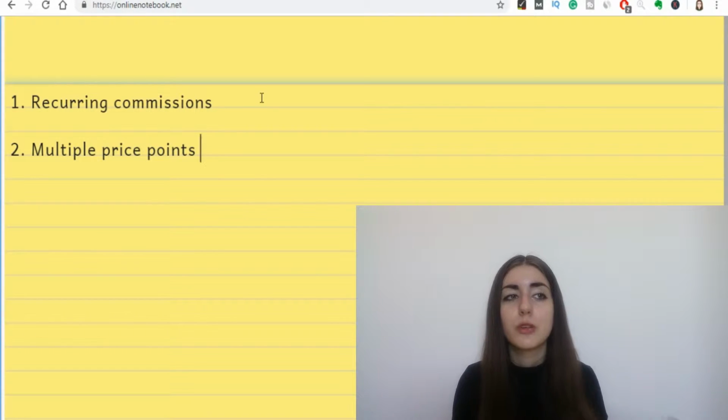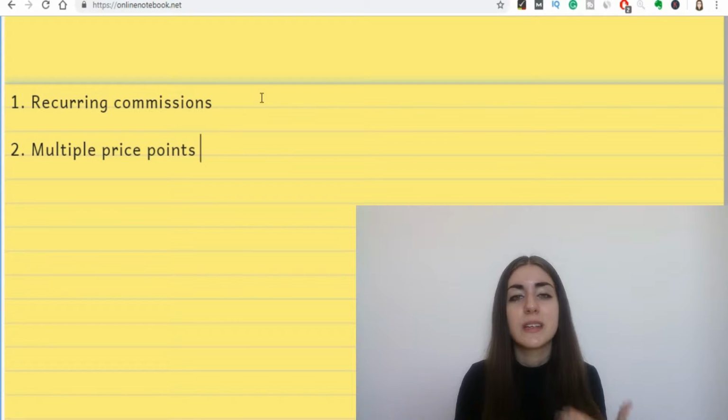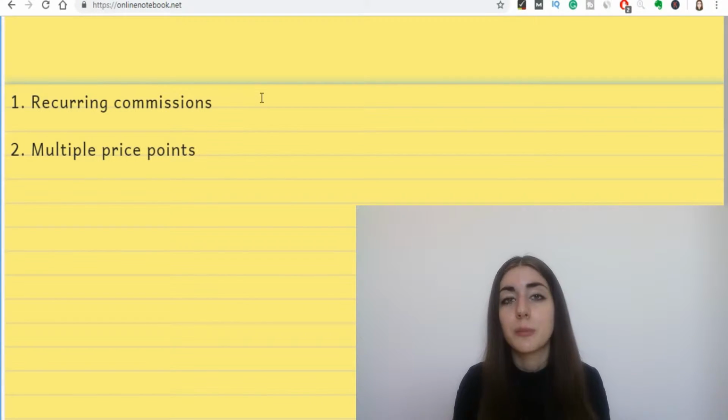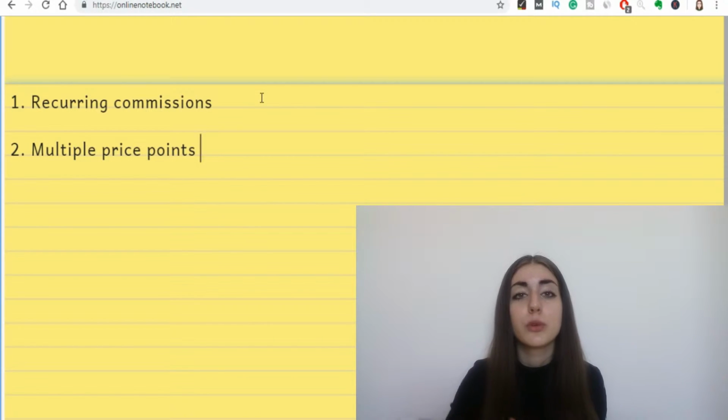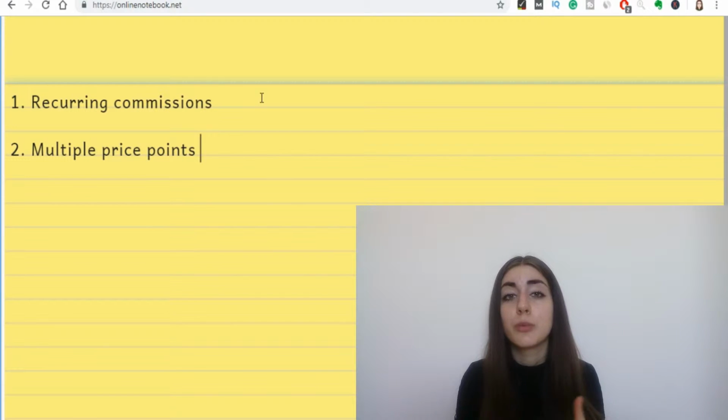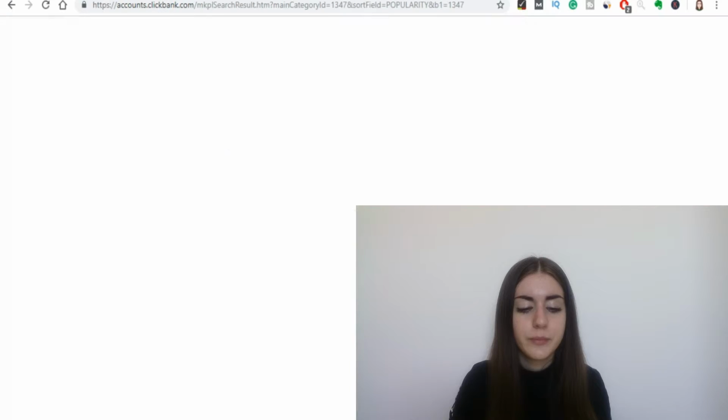So basically, as people are going through the sales funnel, through this checkout process, people are presented with multiple products. But the thing is, usually as affiliates, we are not getting paid for all those backend products. So what I'm looking for is products that will actually have these multiple price points included. So basically, an opportunity for us affiliates to get paid for all those backend products, because again, this is where most money is made. So for example, let's go here to Clickbank.